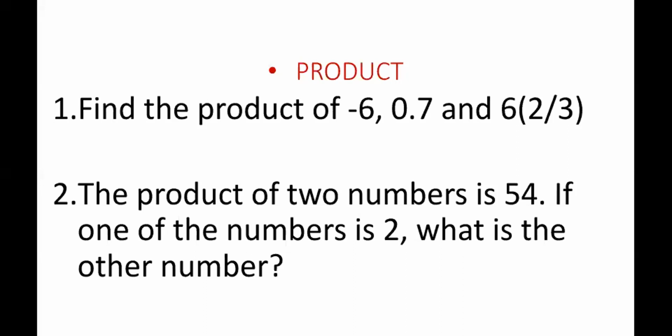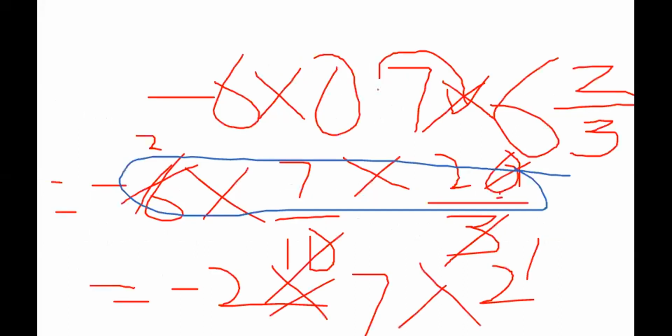The video will be available, so folks can always watch that later. But the best is that you listen to it from here. So we have the product of two numbers is 54. If one of them is 2, what is the other number?